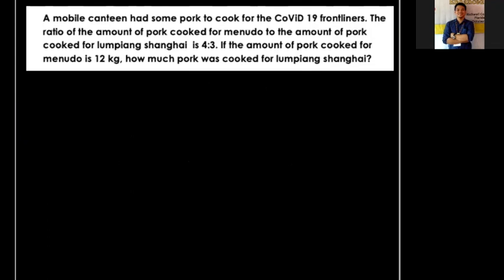Let's proceed with this word problem. A mobile canteen had some pork to cook for the COVID-19 frontliners. The ratio of the amount of pork cooked for menudo to the amount of pork cooked for lumpiang Shanghai is 4 is to 3. If the amount of pork cooked for menudo is 12 kilograms, how much pork was cooked for lumpiang Shanghai? So we can represent also this in different ways. I will be showing you first how to solve it using the model drawing.